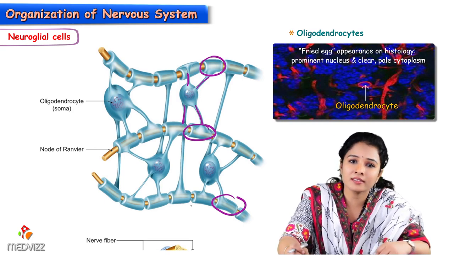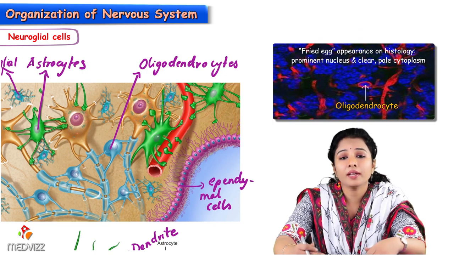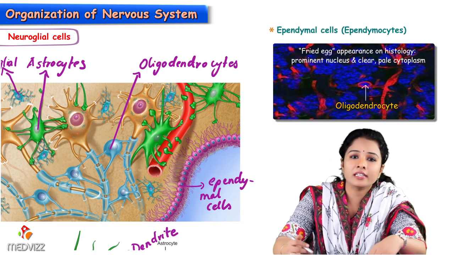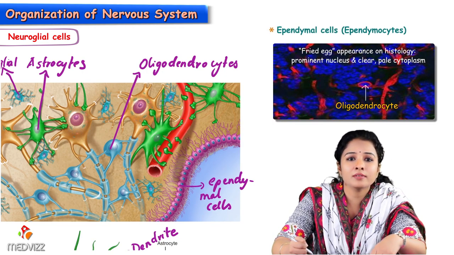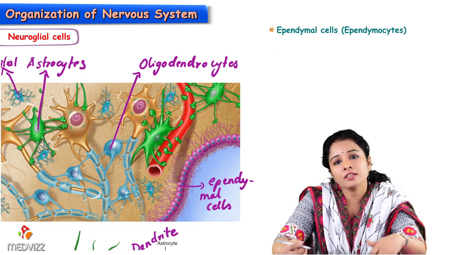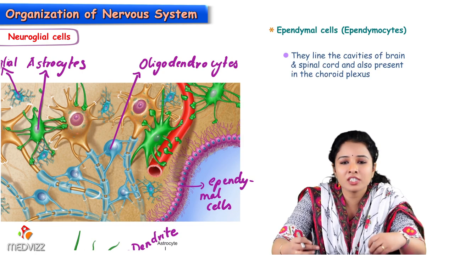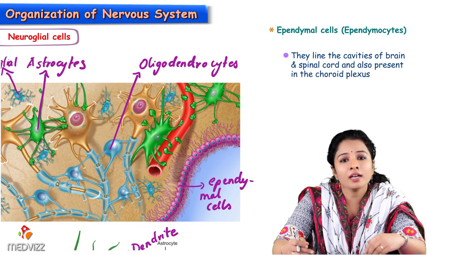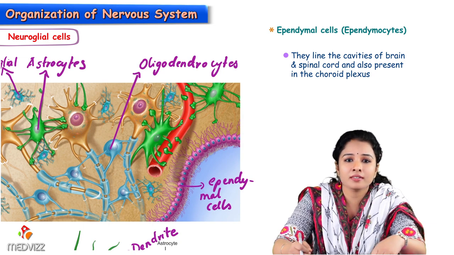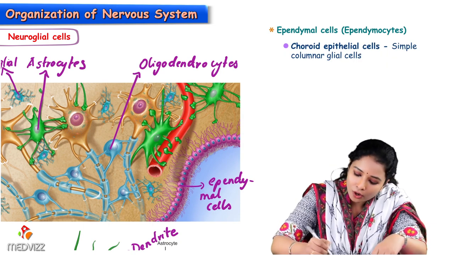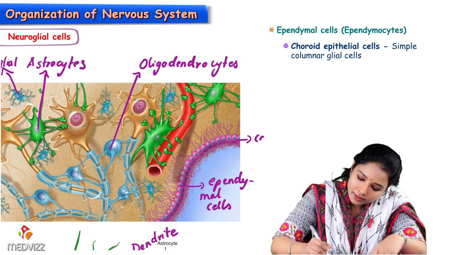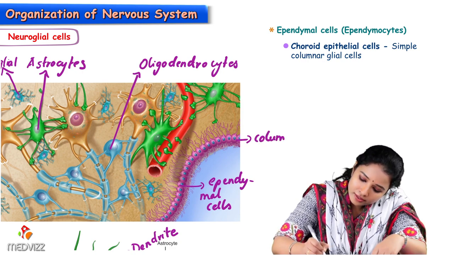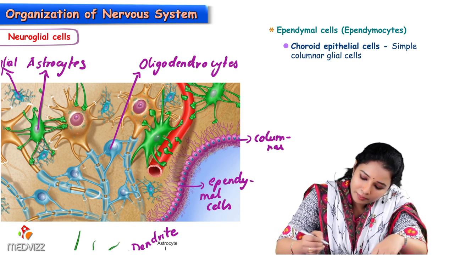The third variety of neuroglial cells are ependymal cells, which are also called ependymocytes. These are the choroid epithelial cells which line the cavity of the brain and spinal cord. They are also present in the choroid plexus. And they are simple columnar cells. Here we can see them in purple color.